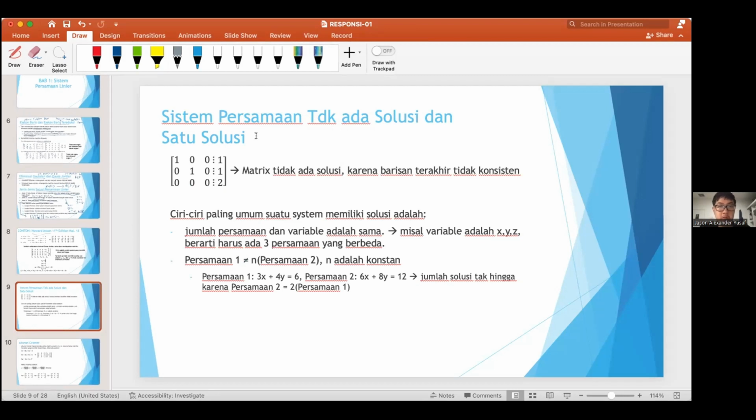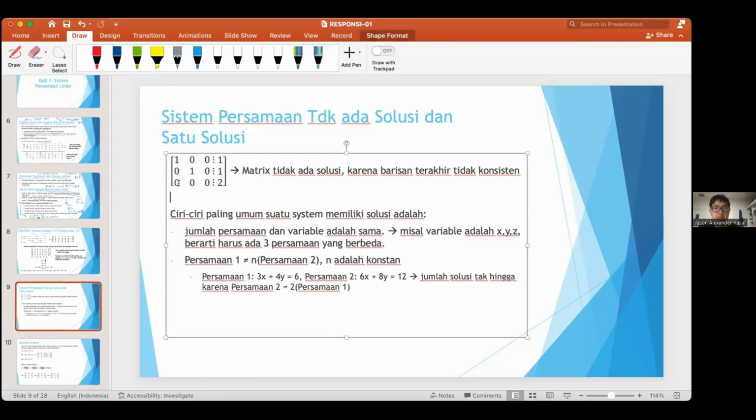So this is a linear equation for a system that does not have a solution and only one solution. As mentioned previously, this one has no solution because the last row is inconsistent. This one, the last row. And a common trait of a system that has a solution is the number of equations and the variables are the same. So let's say we have three variables, x, y, and z. That means we must have three completely different equations.